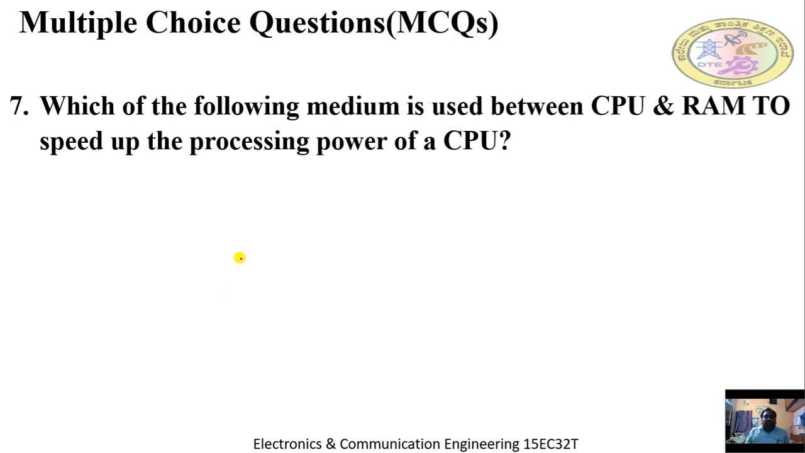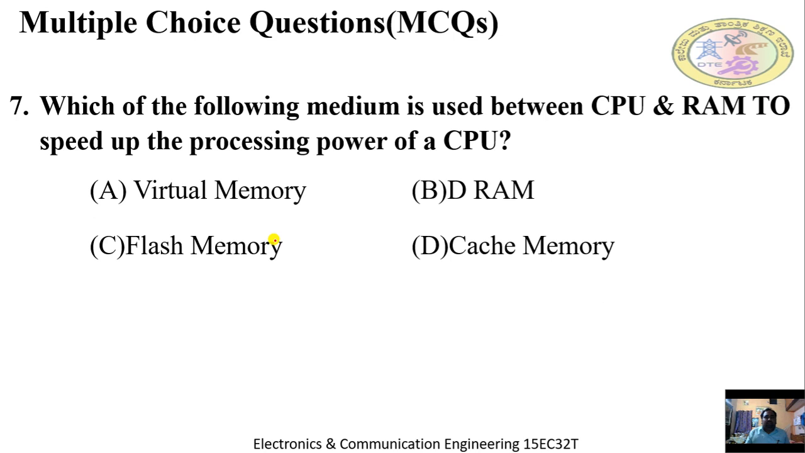Seventh one: which of the following mediums is used between CPU and RAM to speed up the processing power of the CPU? Option A virtual memory, option B DRAM, option C flash memory, and option D cache memory. As I told you, a CPU works at a faster rate compared to the RAM. So in order to match up the speed, a new memory is inserted between CPU and RAM, which is nothing but the definition of cache. Cache usually has less memory storage, that's why it is faster in action.